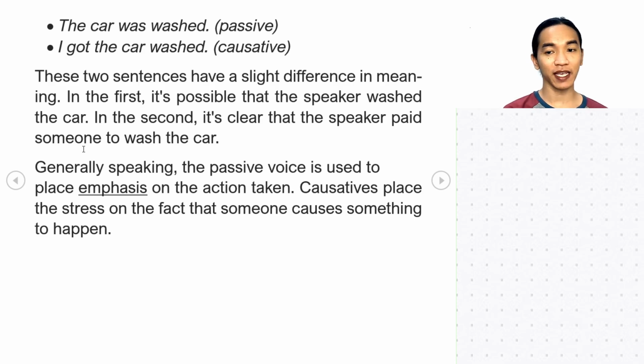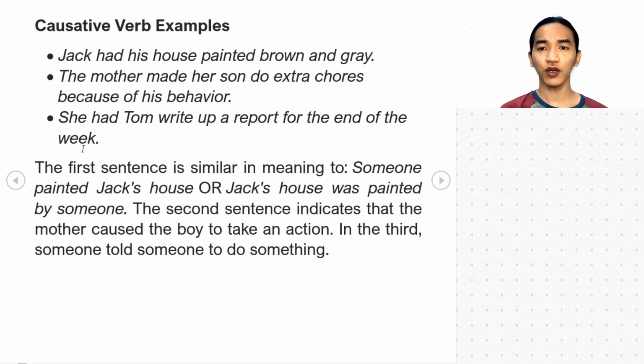So, generally speaking, the passive voice is used to place emphasis on the action taken. On the other hand, causative verbs place the stress on the fact that someone causes something to happen. So there's an influence of someone to make somebody do the action or to make the action happen. Okay? Now, so causative verbs example. So let's see more example sentences that we have here and let's understand them even more.